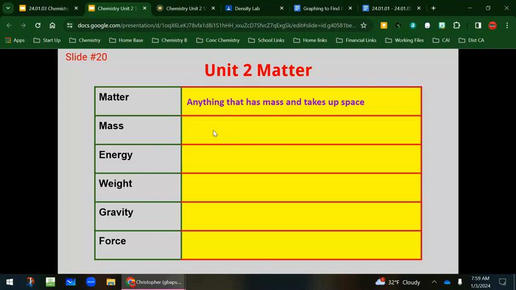Do you want me to put them all up there and then talk about them, or do you want me to do it one at a time? One at a time. Okay.